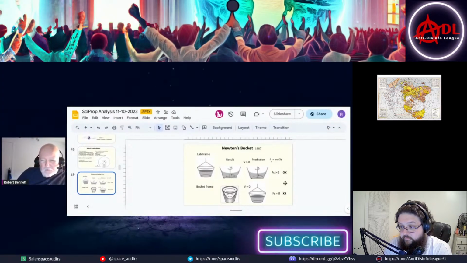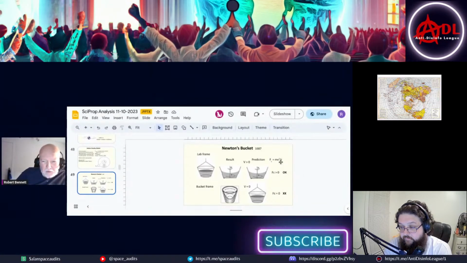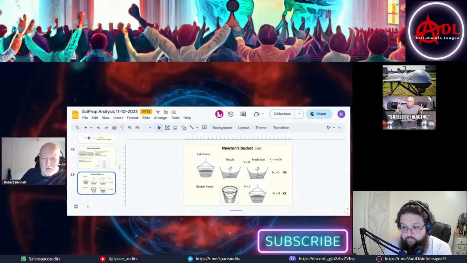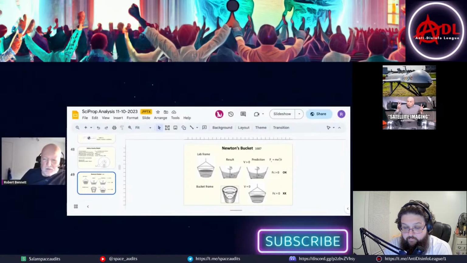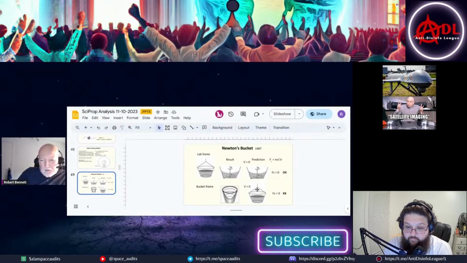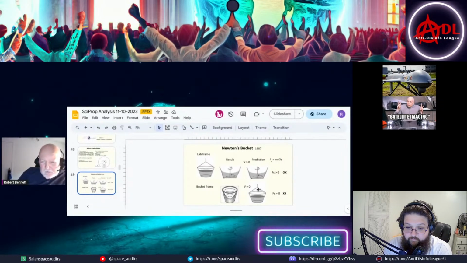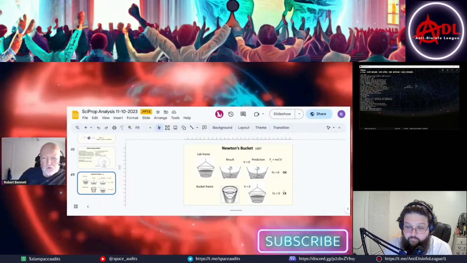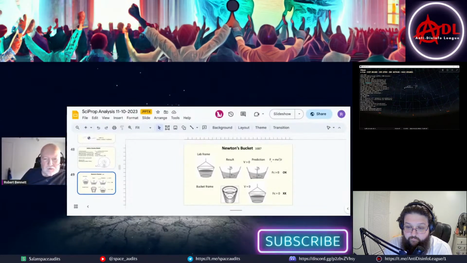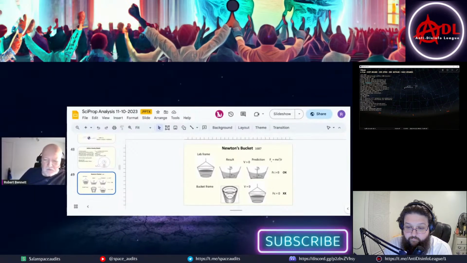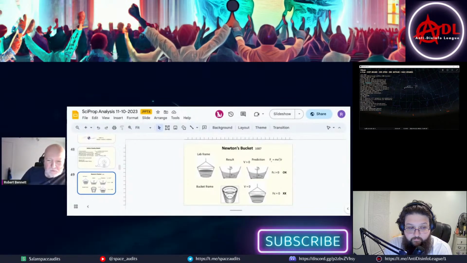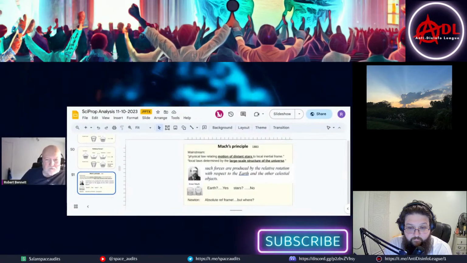But if you apply Newton's law to the guy on the bucket, to him the water is stationary because the water is rotating with the bucket. So the speed of the water measured from the bucket frame is 0. So the guy on the bucket would predict that the water surface is flat, but it's not. So Newton's law does not work on the bucket. It does work in the lab frame. There have been a lot of attempts throughout history to correct this.